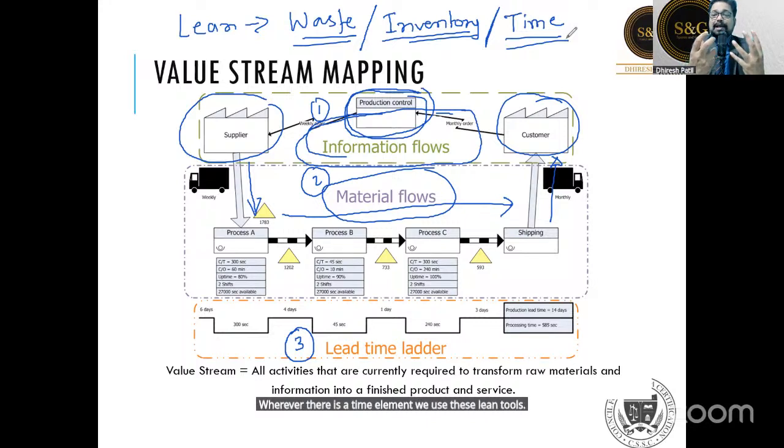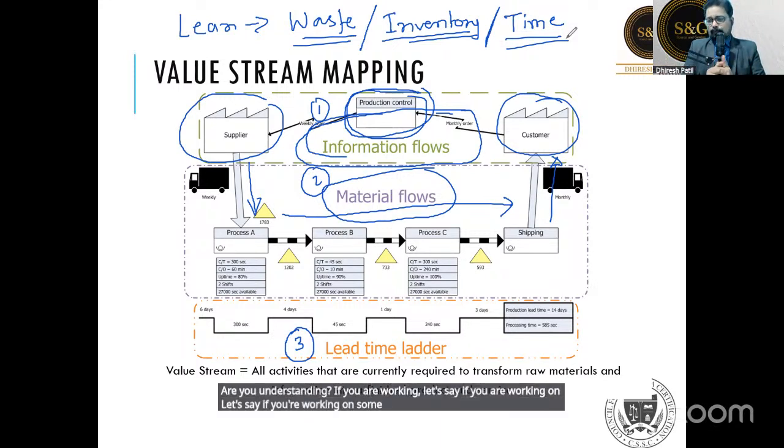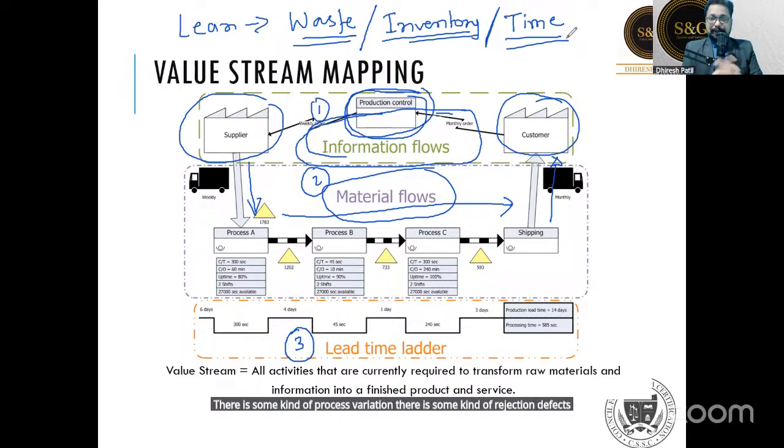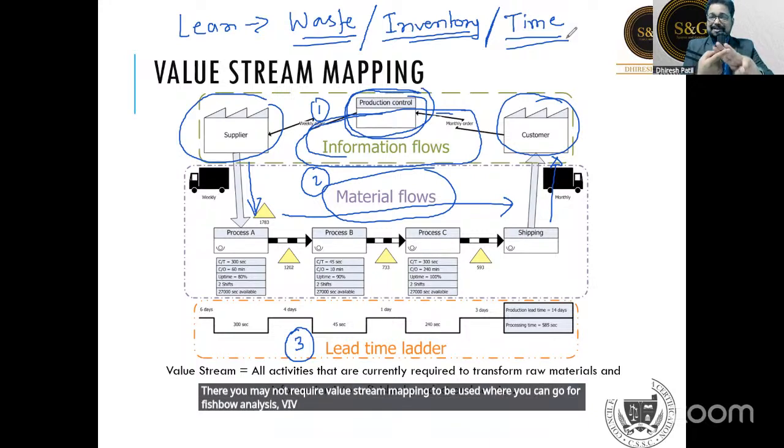And whenever we use lean tools, value stream mapping can be used there. Are you understanding? If you are working on some variation in the process, some kind of process variation, some kind of rejection, defects which are coming up, there you may not require value stream mapping. There you can go for fishbone analysis, Vital Few analysis, hypothesis testing, our Six Sigma tools. Are you understanding? So where to use Six Sigma tools, where to use lean tools.